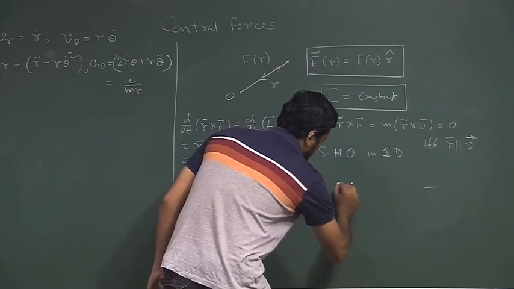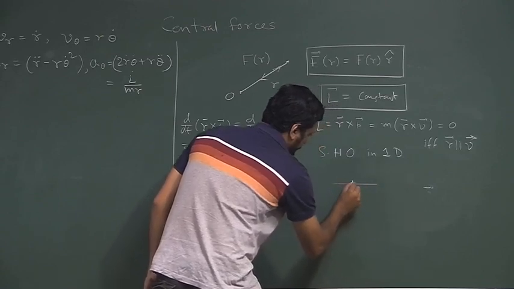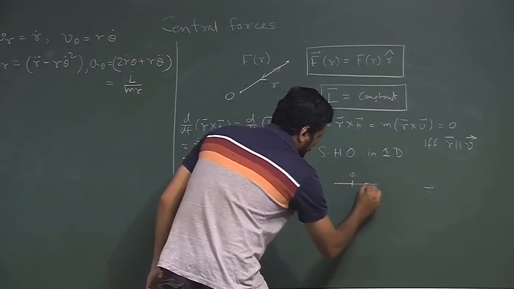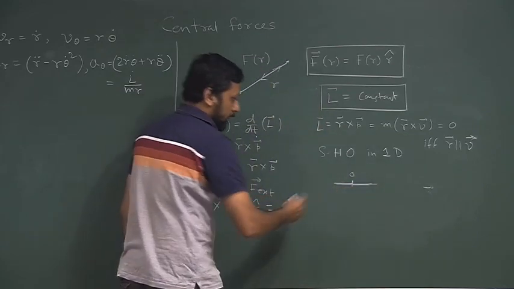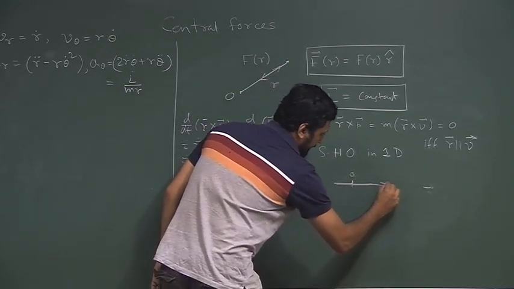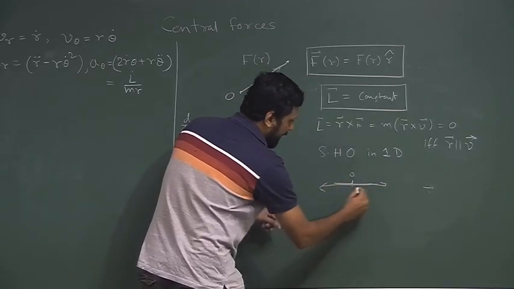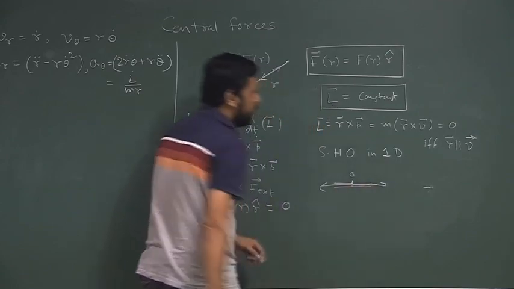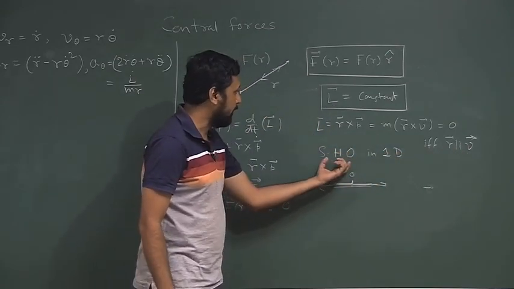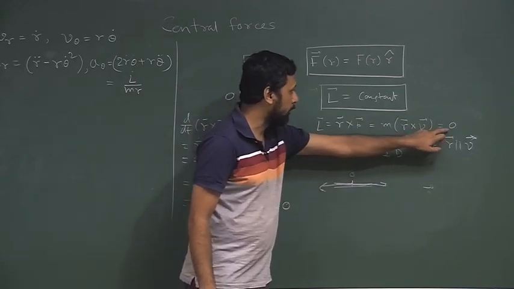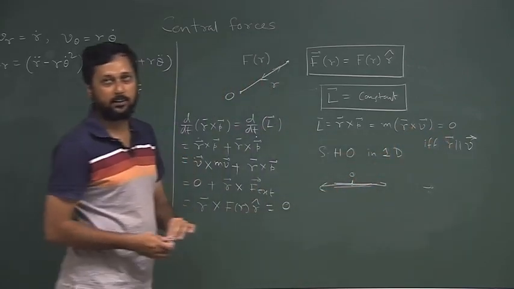We have a particle, and let us say this is our force center O, and the particle is moving along this line like this. So, r is measured along this length, and v is also in this direction. So, r and v are always parallel. So, we get a special case of simple harmonic oscillation where L is not only a constant, but it is always equal to 0. So, that is a special case.